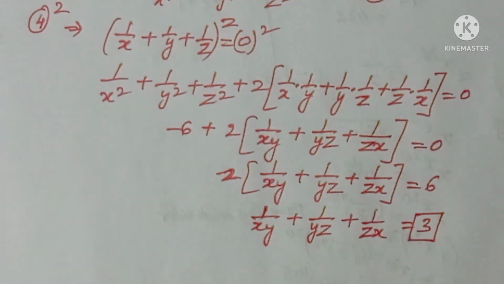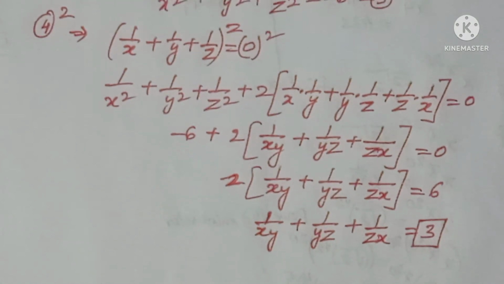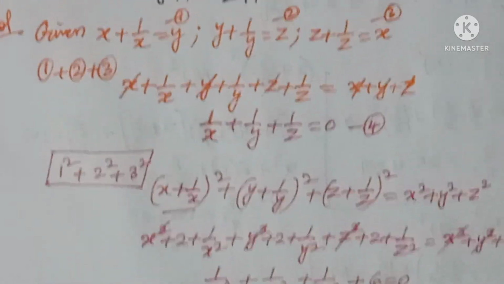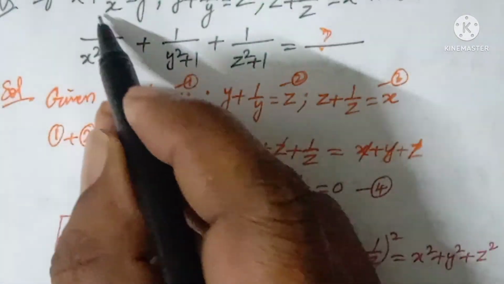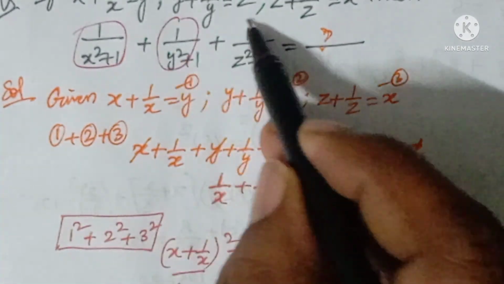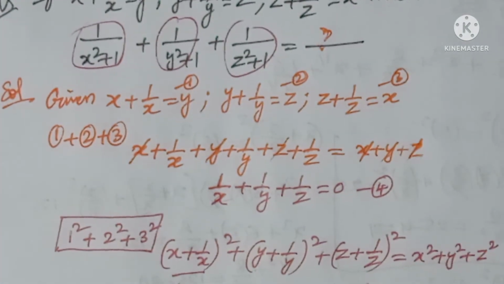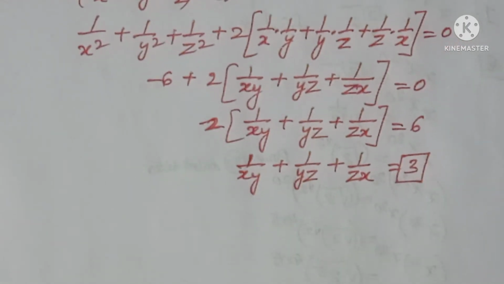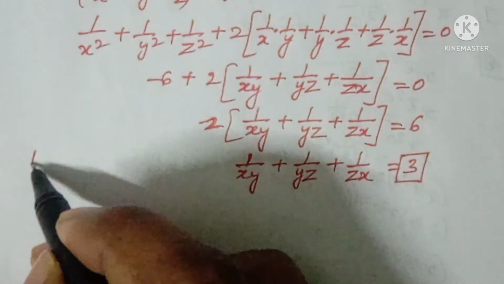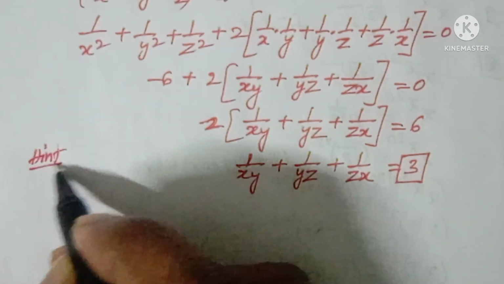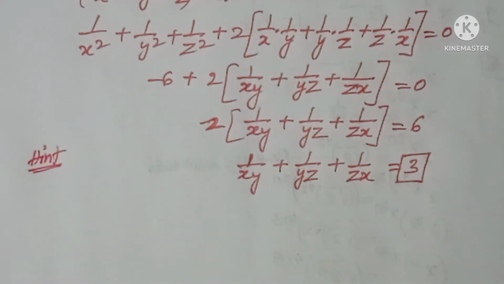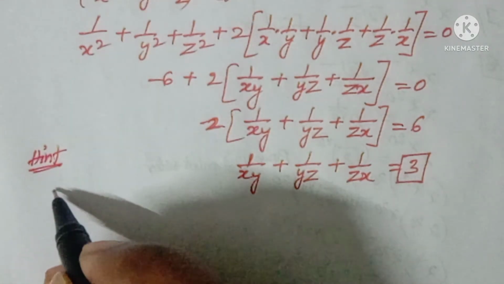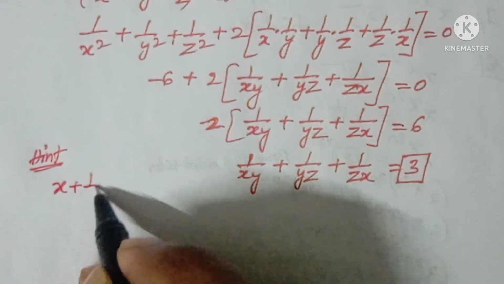So you may think the answer we got is not matching with the question. The question is given as 1 by (x square plus 1) plus 1 by (y square plus 1) plus 1 by (z square plus 1). Here I told 1 by xy plus 1 by yz plus 1 by zx equal to 3. So here see the hint, that's why I told you to watch up to the end. First one, I will tell, so you get the clarity.